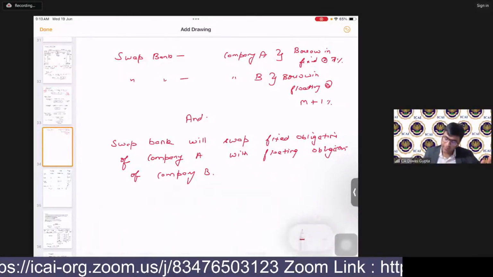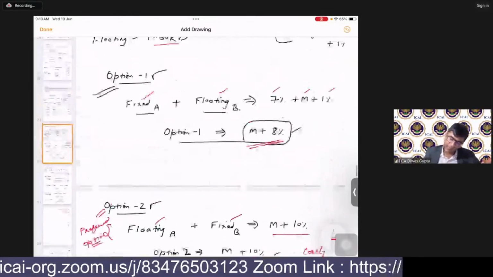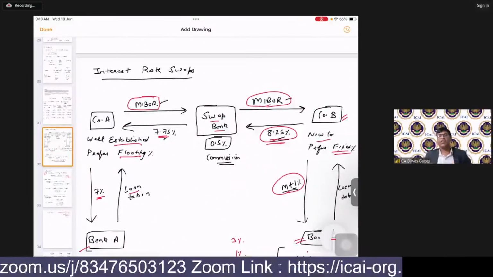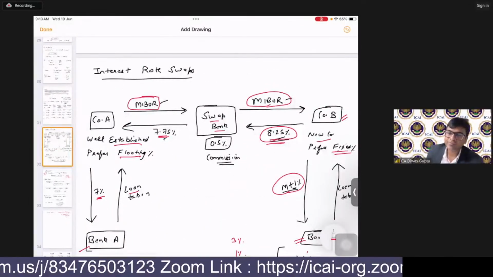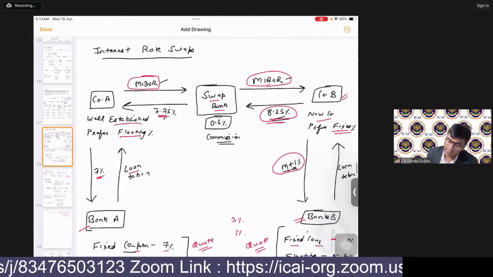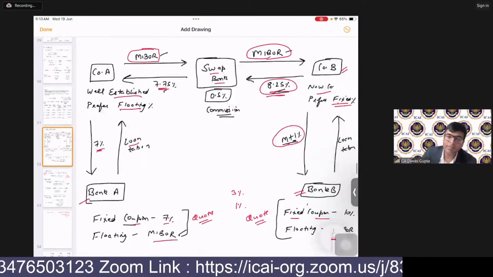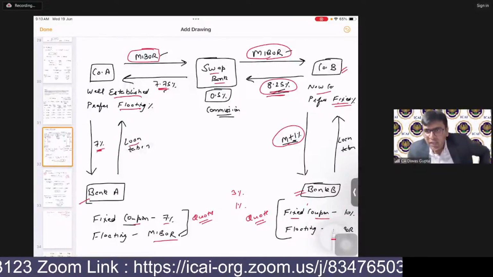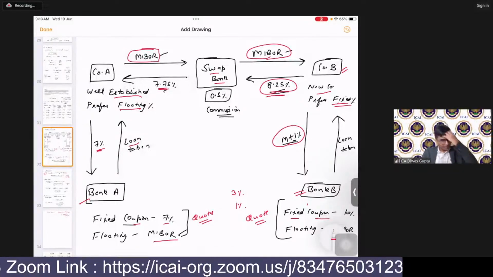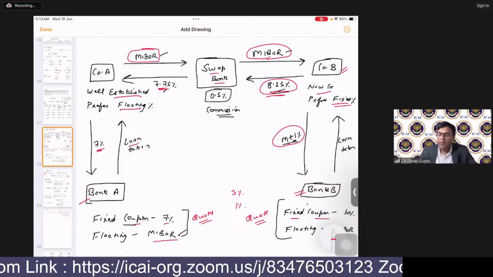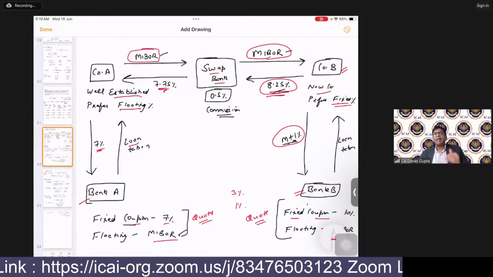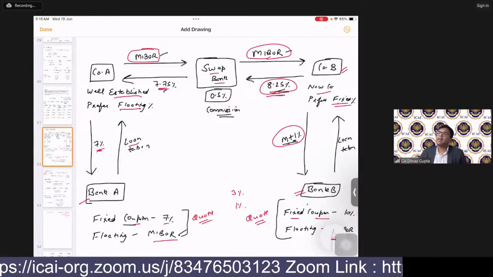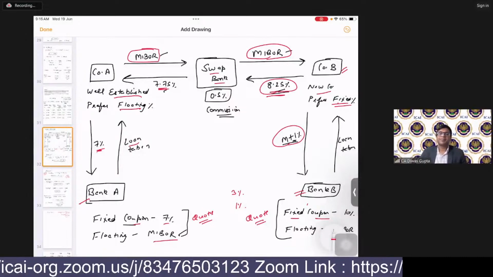There were some random numbers that I've put here. One is 7.75 and second one is 8.25. Now we will come to that, how it will happen. Now, ultimately, if you see from company B's perspective, company B is receiving MIBOR and it is paying MIBOR plus 1%. So MIBOR receiving, MIBOR paid. Ultimately, 1% is there and 8.25 to swap bank. So ultimately, 9.25 is the cost.